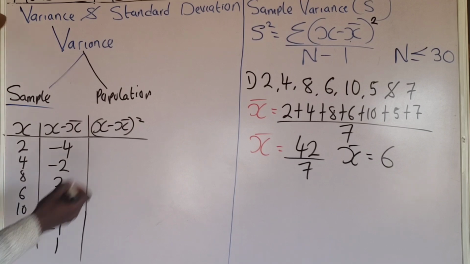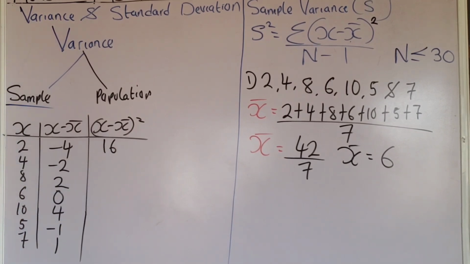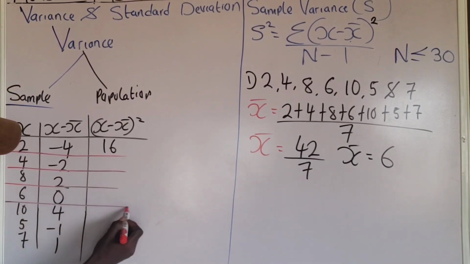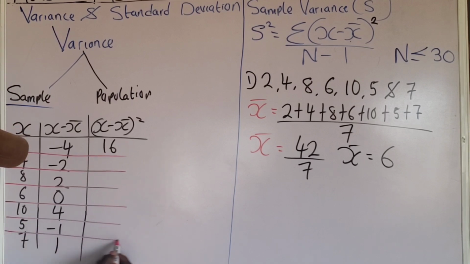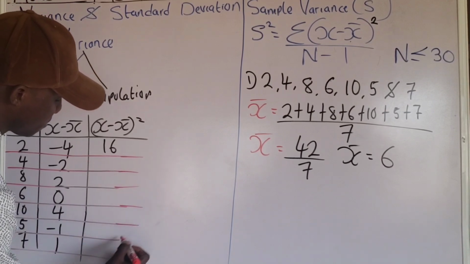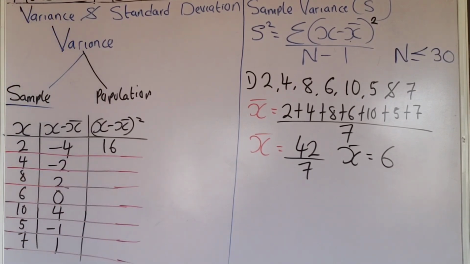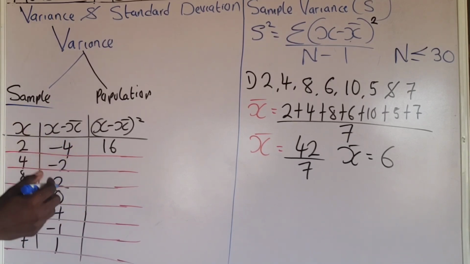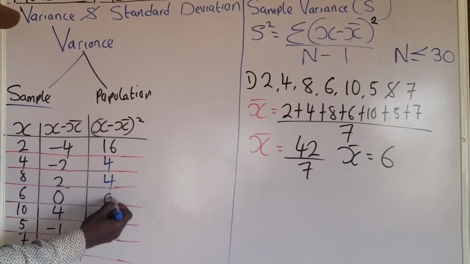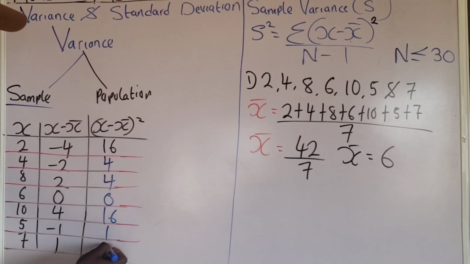Negative 4 squared will give me what? 16. Okay? Now, let us proceed. Here, negative 4 squared, that is negative 4 times negative 4. That is 16. Negative 2 squared, that is what? 4. 2 squared is 4. 0 squared is 0. 4 squared is 16. Negative 1 squared is 1. And this is 1. Please, do you understand what I'm doing?